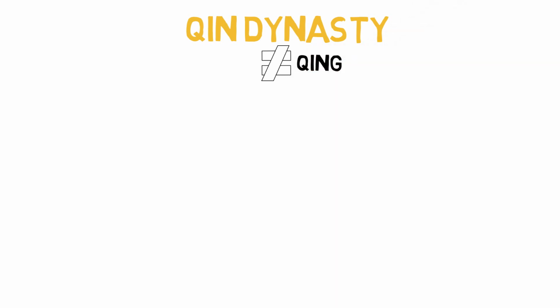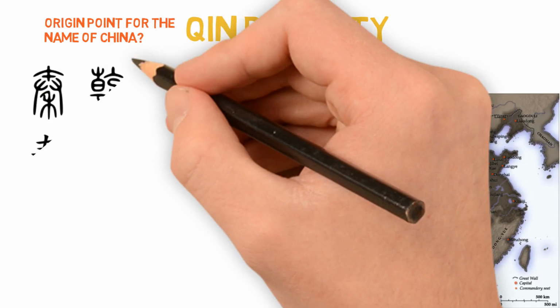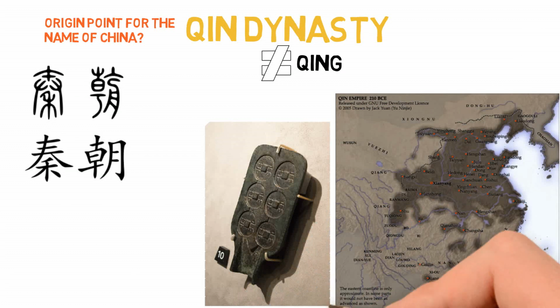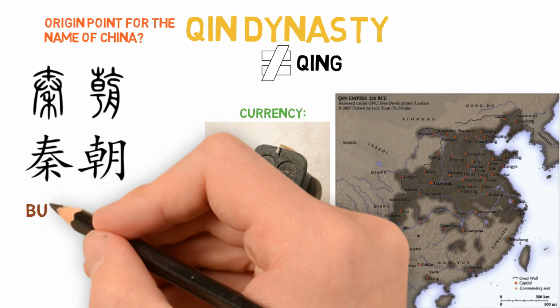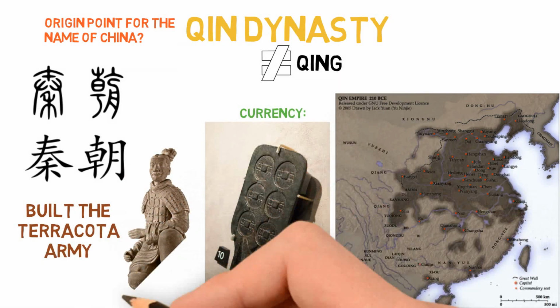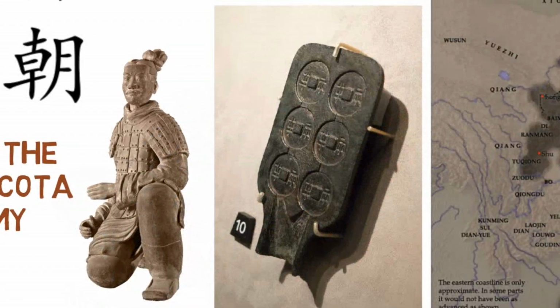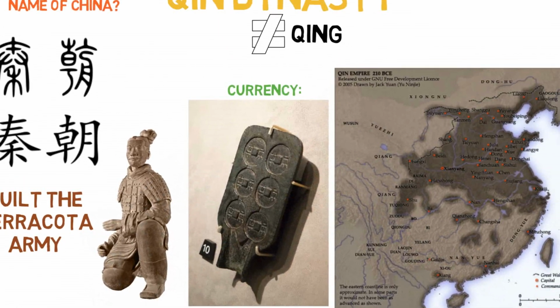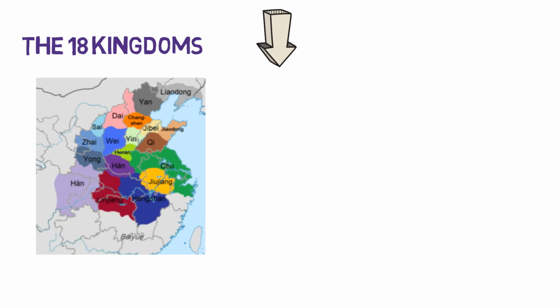The Qin are said by some to be the origin point for the name of China. They represented themselves through characters as well, as is evidenced by their currency, without any symbol other than their characters. It was this dynasty who built the Terracotta Army, so arguably they sought to represent themselves through these statues too. After the fall of the Qin, China was separated into 18 kingdoms, and in the south, the Nan-Yue kingdom took place.